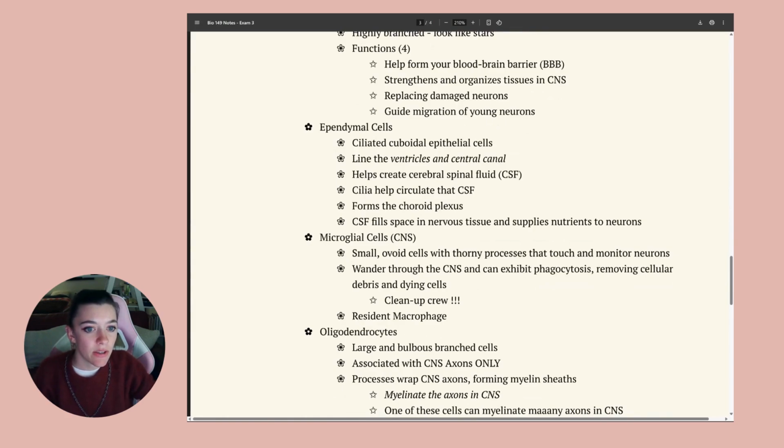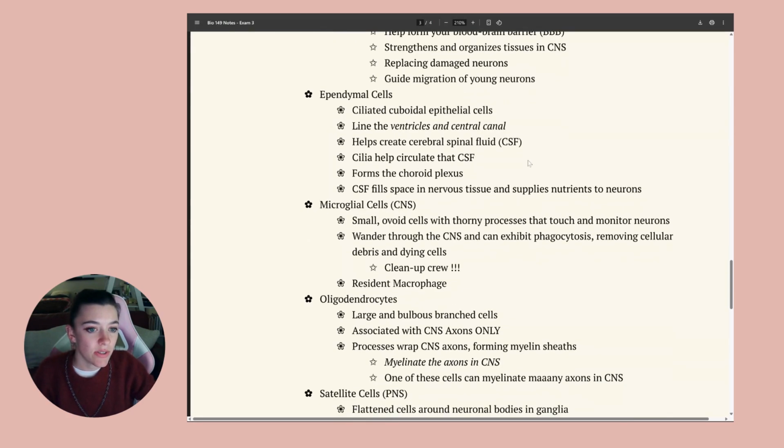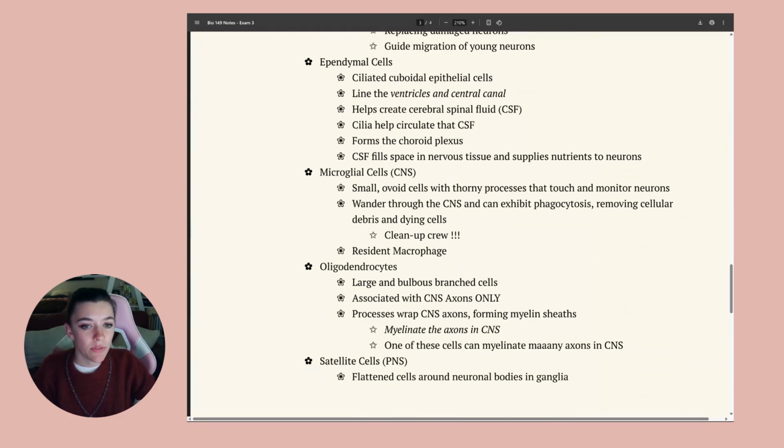Next is ependymal cells. They're ciliated cuboidal epithelial cells. These line the ventricles and central canal. They help create cerebrospinal fluid, and the cilia help circulate that fluid. It forms the choroid plexus, and the cerebrospinal fluid fills space in the nervous tissue and supplies nutrients to neurons.